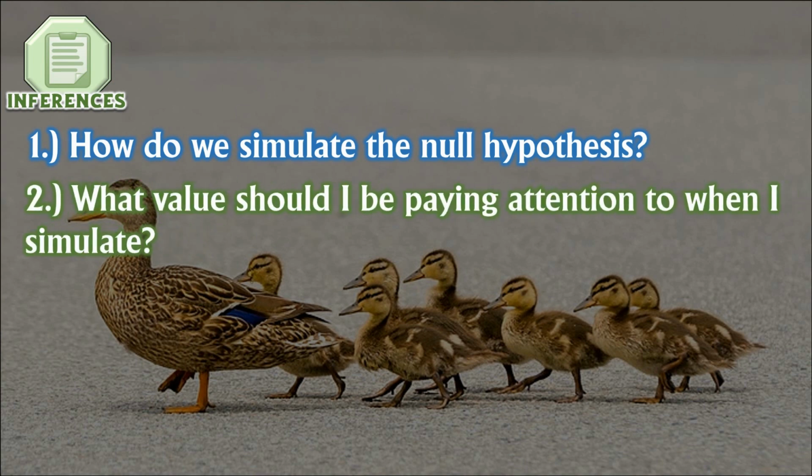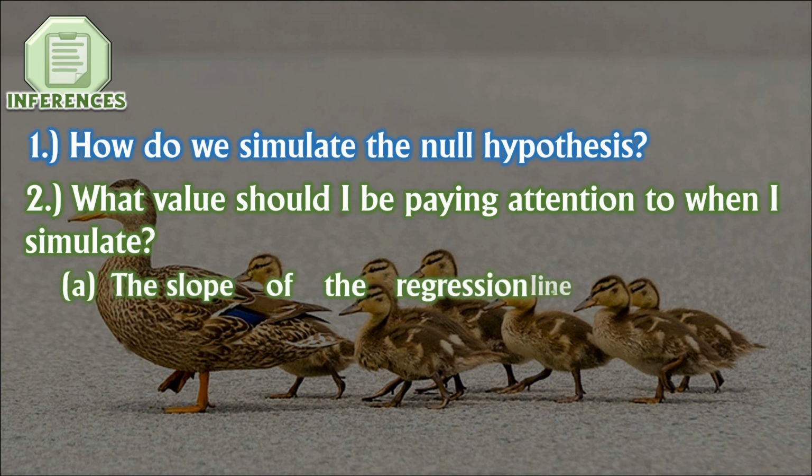What value should I be paying attention to when I simulate? I'm going to be scrambling up my x values 10,000 times. I'm going to get 10,000 different scatter plots with 10,000 different regression lines for them. What value should I be looking at 10,000 times to compare to when I did it in my experiment? We've actually got three different options here. One of the most common, and arguably one of the best options for us, is to look at the slope of the regression line. I get 10,000 regression lines. How many of those 10,000 regression lines have a slope that's at least as big as the slope that I got?